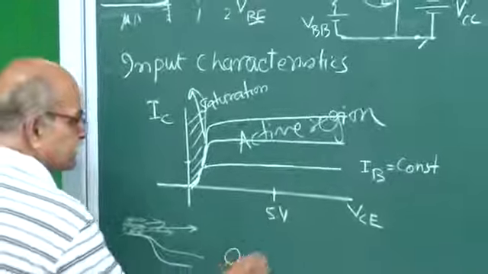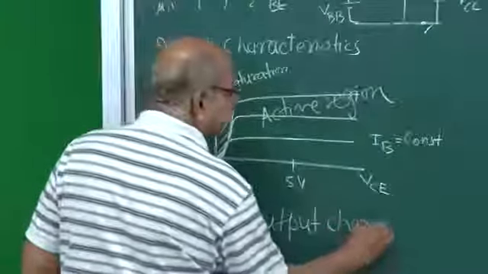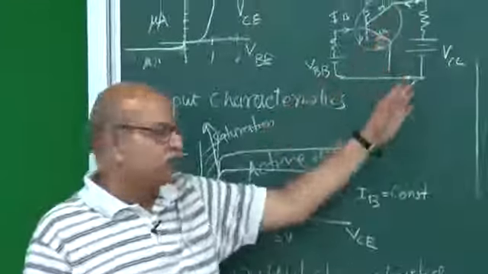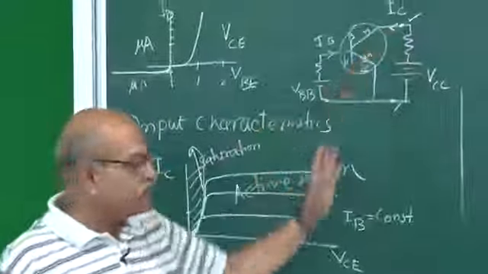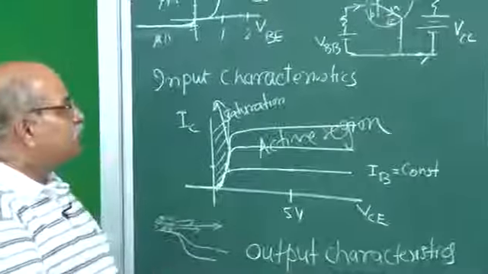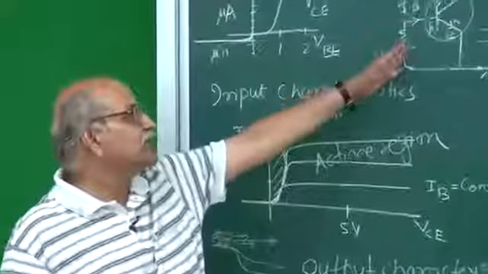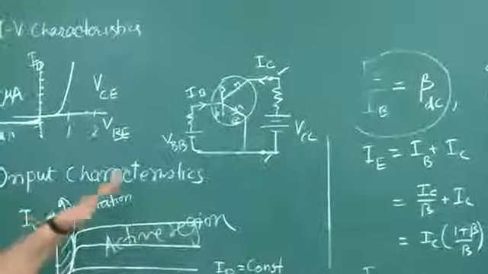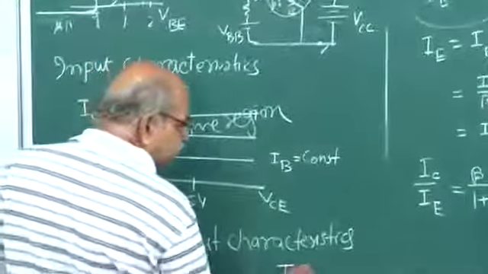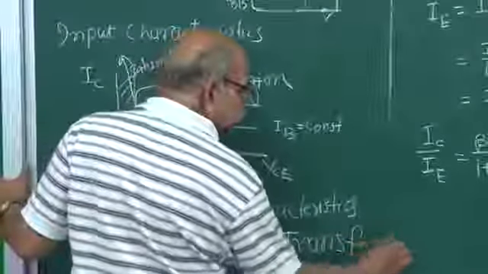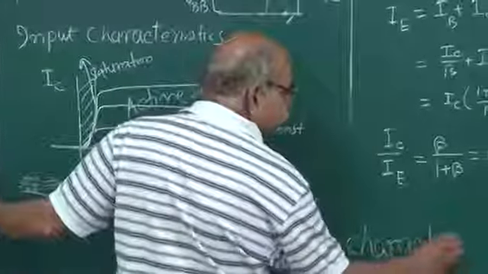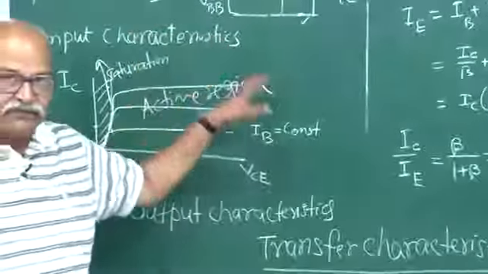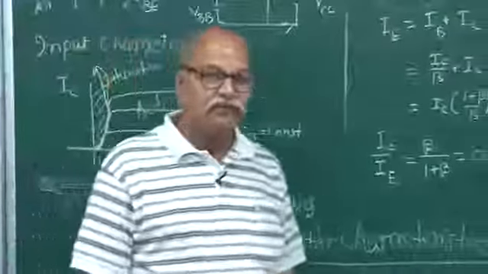VCE is the voltage on the output side, and IC is the current on the output side. So this is known as the output characteristics. You can have more characteristics. You can take one parameter from the input side and another parameter from the output side and then draw the curve. If you do that, you get more characteristics, and collectively we call them transfer characteristics. There may be many combinations. We will perhaps talk about one of the transfer characteristics in the next lectures, and then we will go for some applications.